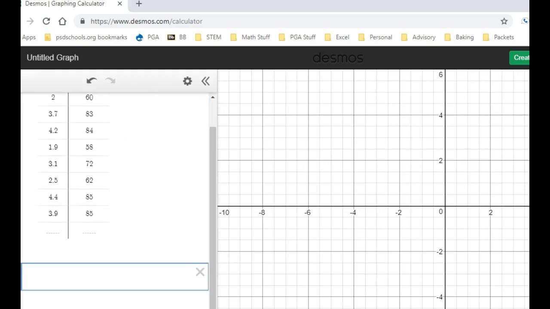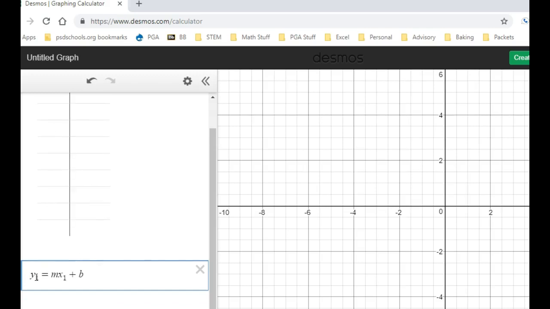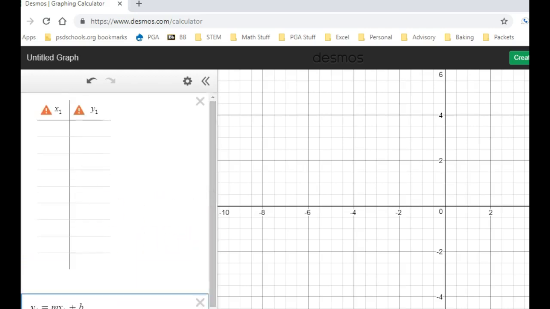I add in all of my data, my X values and my Y values. Then in my next line, I go ahead and type the equation of a line. So I know it's y equals mx plus b. So now Desmos is saying, okay, great, we like mx plus b. Just tell me what you want. So we want to be very specific. So right after our y and our x, I'm going to put the number 1. And I put the number 1 because that's the data that's up here.